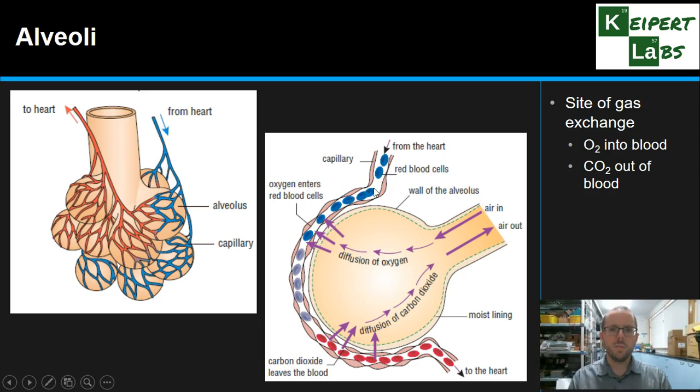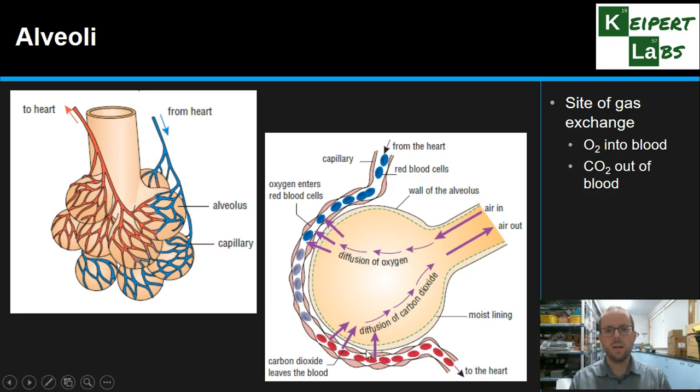So the capillaries with the red blood cells come down through here, that oxygen diffuses from the alveolus into the blood, carbon dioxide diffuses out of the blood and into that same space. Okay, and so we're swapping those gases, oxygen into the blood, carbon dioxide out. Continually doing this swapping over process as we breathe in and then as we breathe out, to take in more oxygen and release carbon dioxide.